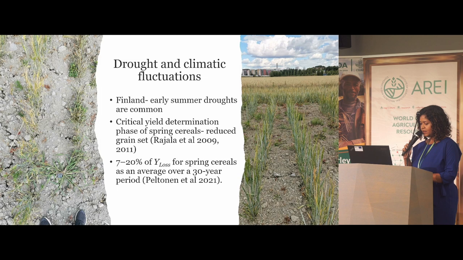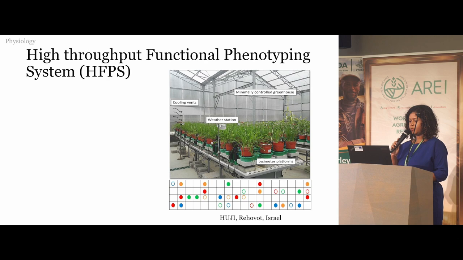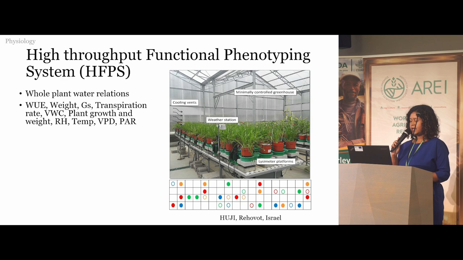So in this experiment, we have tried to grow the plants in a minimally controlled greenhouse because it's difficult to imitate what a plant goes through in the field. So we have grown the plants in a minimally controlled greenhouse with natural light, temperature and relative humidity. And the plants were monitored by a high throughput functional phenotyping system, which takes the measurement of the plant by weight every 3 minutes simultaneously for all the crops in the system. And it measures the whole plant water relations and many physiological parameters.